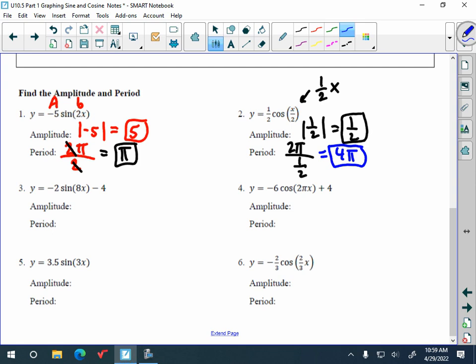All right, number 3, the absolute value of -2 is +2. Period, we're going to do 2 pi divided by 8. And we simplify this down to pi over 4.